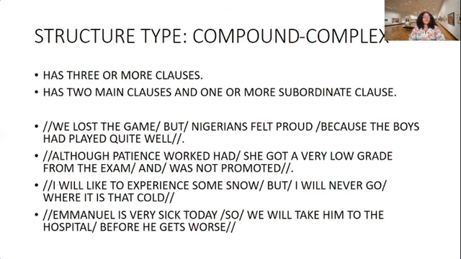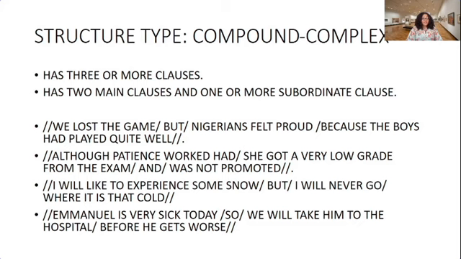Another type of sentence, according to structure, is a compound complex sentence. As the name suggests, it is made up of features of compound sentences and also features of complex sentences. Compound complex sentences have three or more clauses: two main clauses and one or more subordinate clauses. We have some examples.